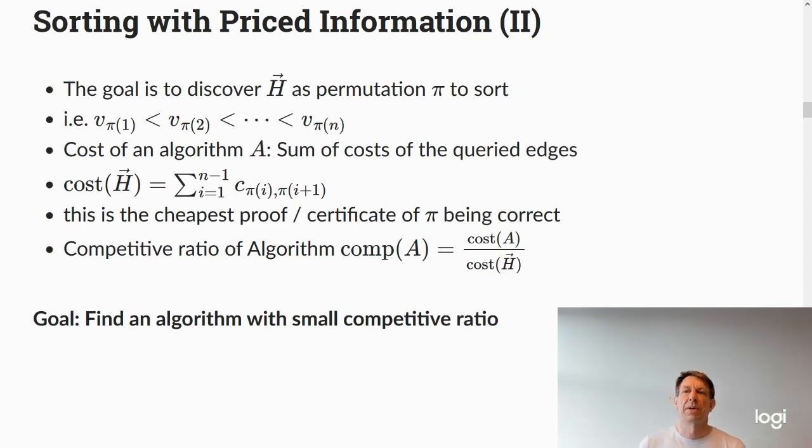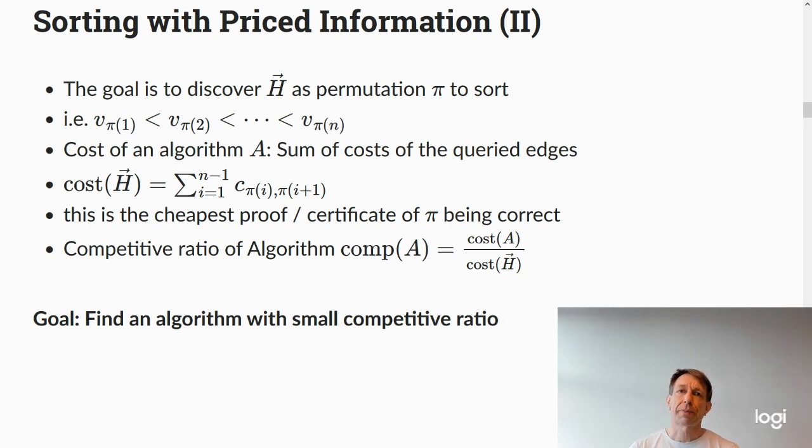And so the task of the algorithm is to sort, to discover this directed Hamiltonian path, which means that we want to find a sequence of vertices such that the outcome of the neighboring comparisons is as described by the path. And the cost of the algorithm is just the cost of the edges it queried, and the cost of the Hamiltonian is the cost of all these edges that are on the Hamiltonian. This cost of the Hamiltonian can be understood as the cheapest proof of the output being correct, which we typically also call a certificate of the output.